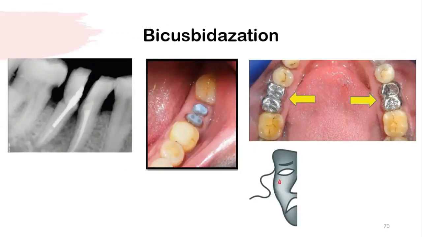The second procedure is bicuspidization, which is a surgical procedure performed on mandibular molars for the separation of the mesial and distal roots with their respective crown portions. The separation eliminates the existence of furcation and facilitates effective oral hygiene practice.